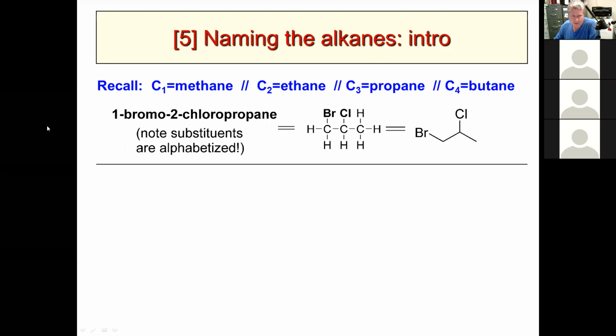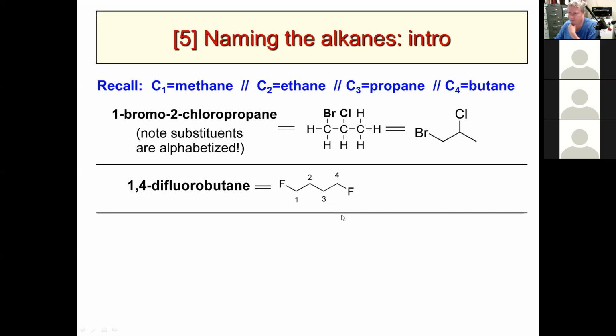Okay, and now what? 1,4-difluorobutane. Guesses? That's butane with a fluorine on 1 and a fluorine on 4. That's not that hard, right? Now let's go the other way. It gets harder when you go the other way, right?